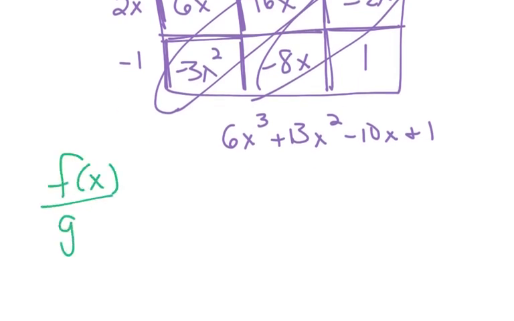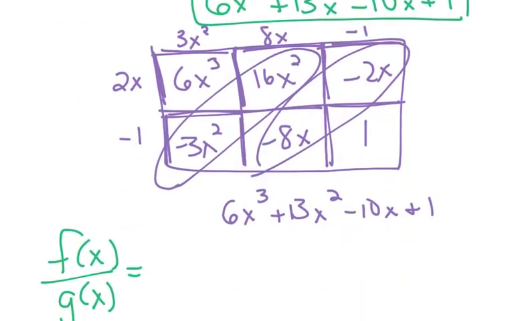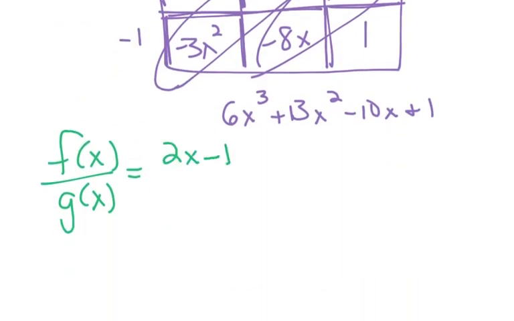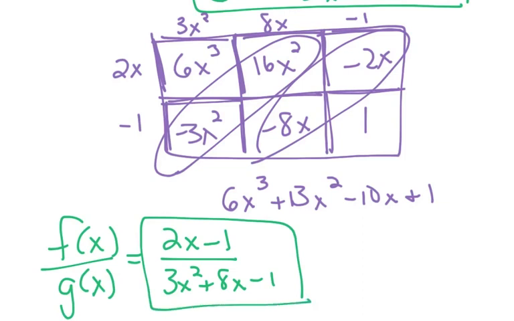Last but not least, f of x over g of x. So now I've already forgotten what f of x was. It was 2x minus 1 goes on top, and 3x squared plus 8x minus 1 goes in the denominator. And right now, that's all we can do with it.